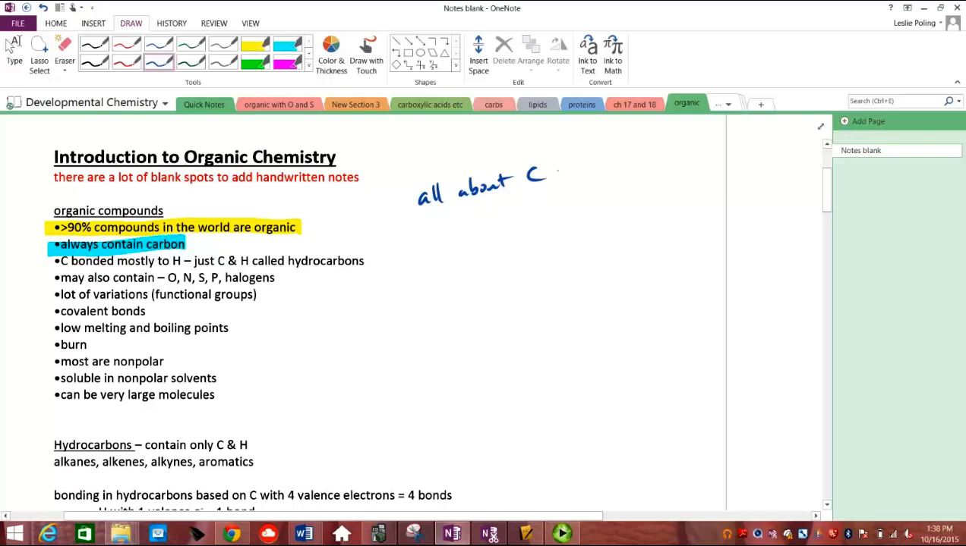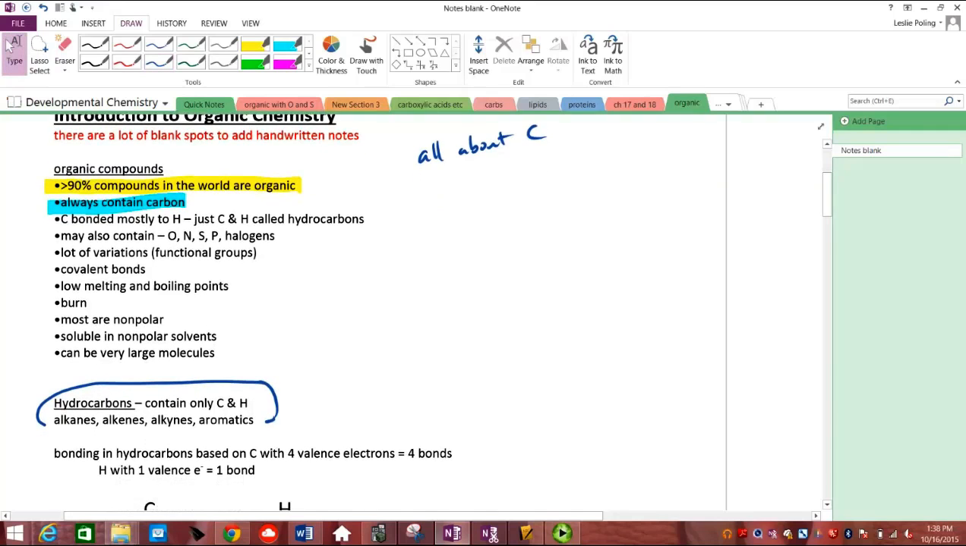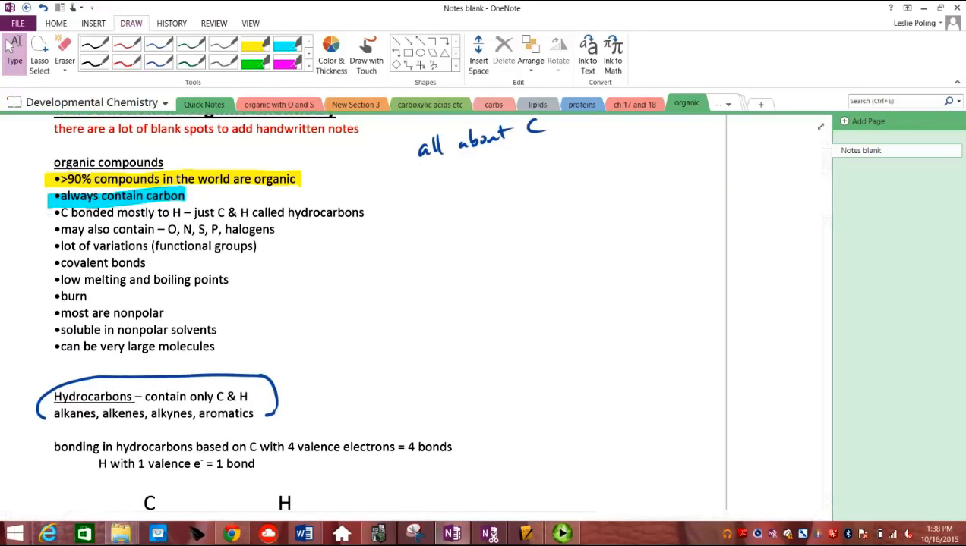So we're going to see carbon with hydrogen, which are called hydrocarbons, and that's what we're going to start with. We're also going to see oxygen, nitrogen, sulfur, phosphorus, and the halogens added to them in other sessions.